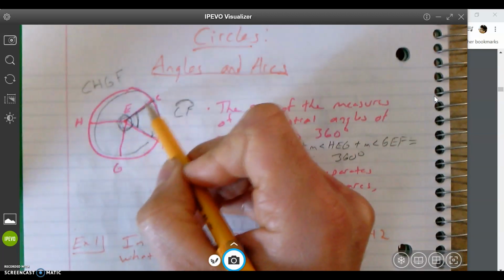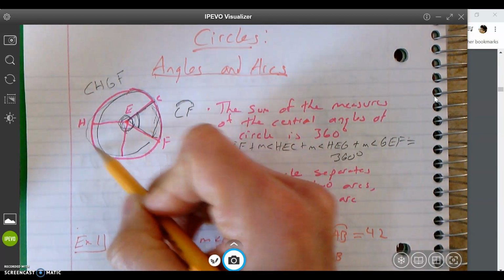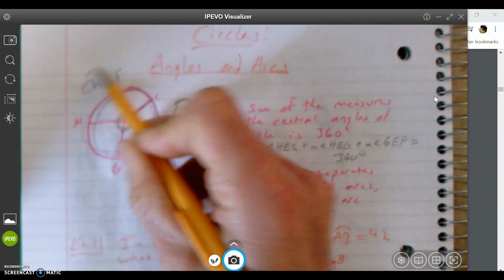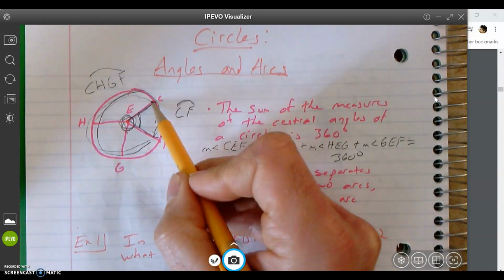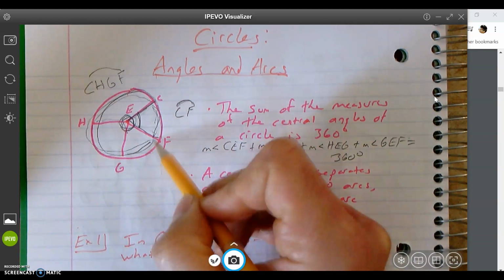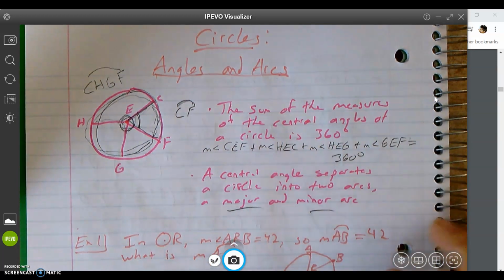F, everything it hits along the way: CHGF. That would be the major arc right there. Then there are also other arcs: H to C, H to G, G to F, etc. Those are all the arcs.